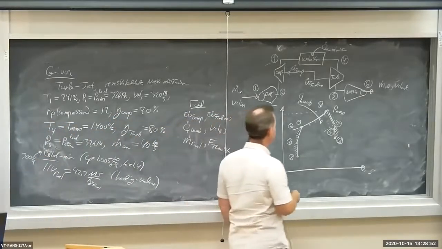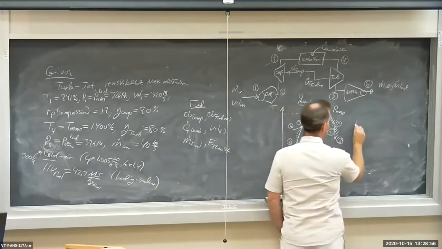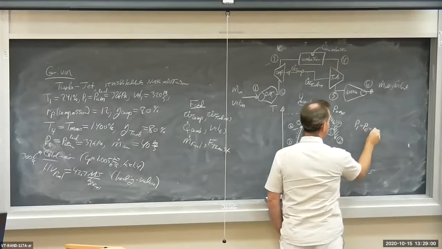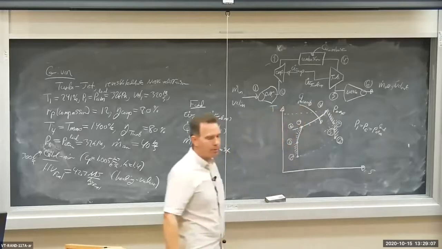Notice that state 1 and state 6 both are at atmospheric pressure. So P1 equals P6 equals the local atmospheric pressure, okay? Local atmospheric pressure.